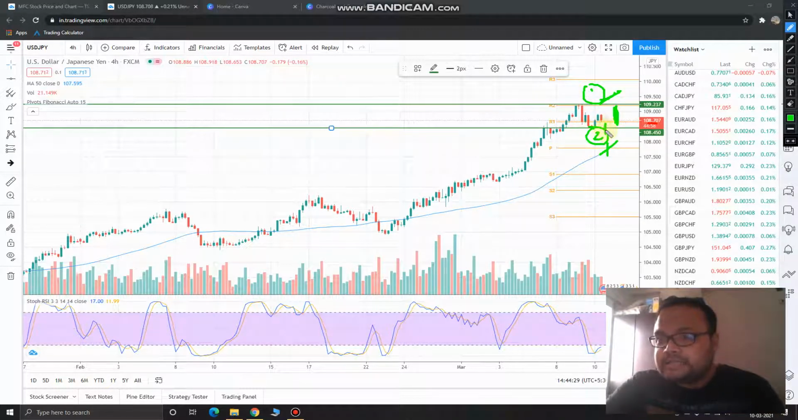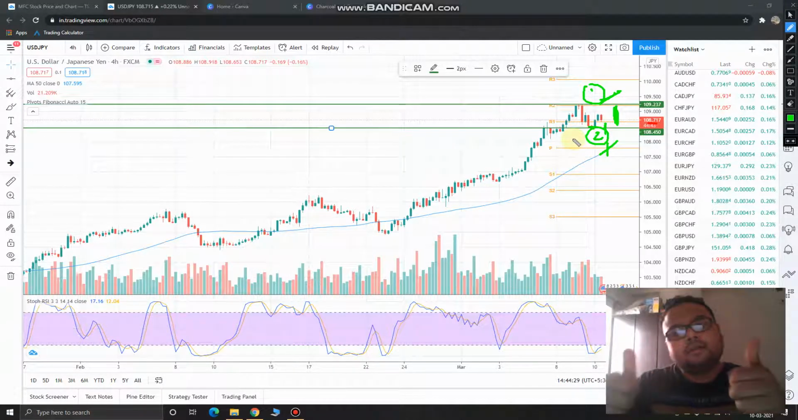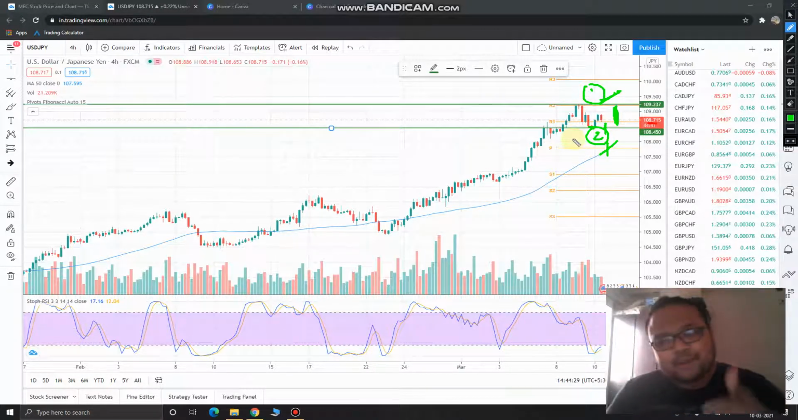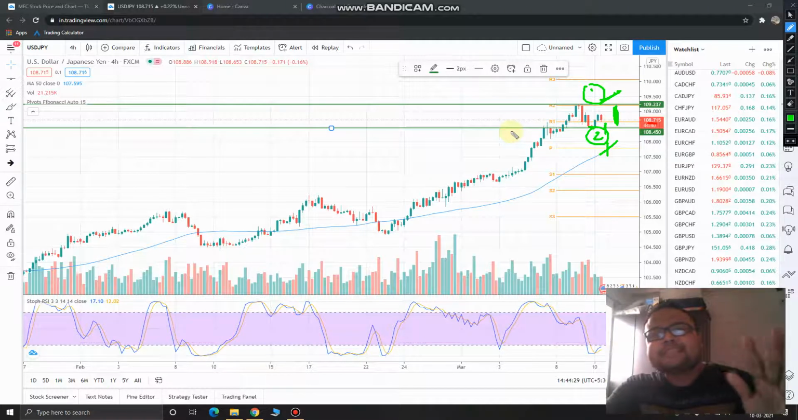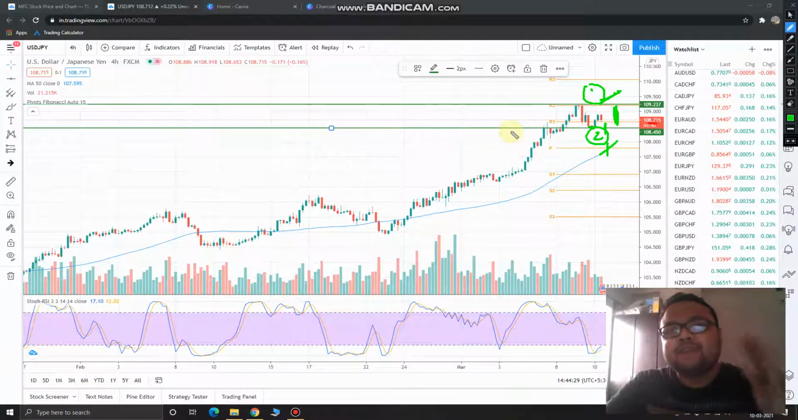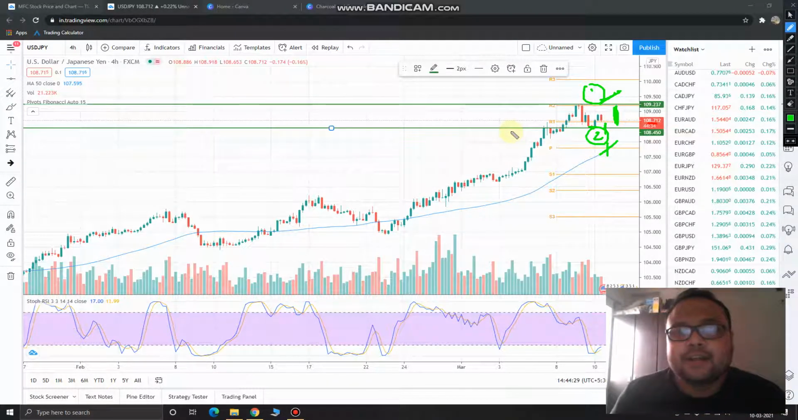And if it crosses this line, do not short, because if you short the market here, you will be going against the trend. Just wait for the price to come down to the 50 moving average and then observe how the price is reacting on the 50 moving average. If it takes support and bounces, voila, you can buy again. Okay, so this is the strategy, simple strategy that you can follow for USD Japanese yen for 10th March 2021.